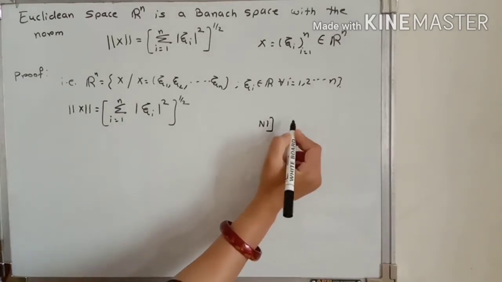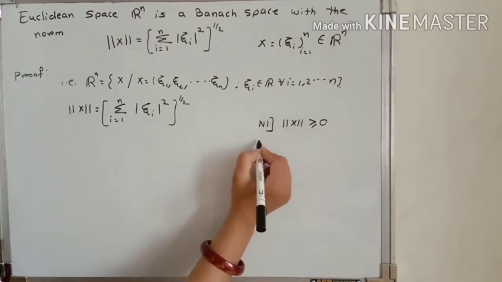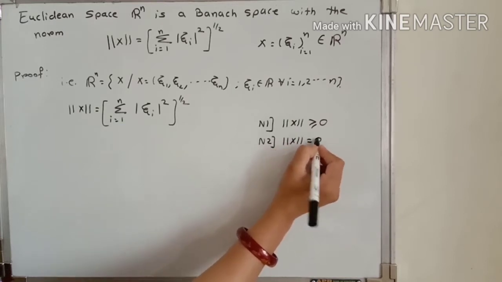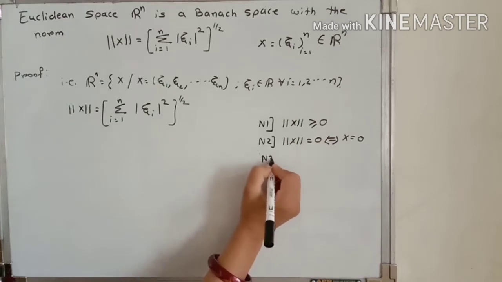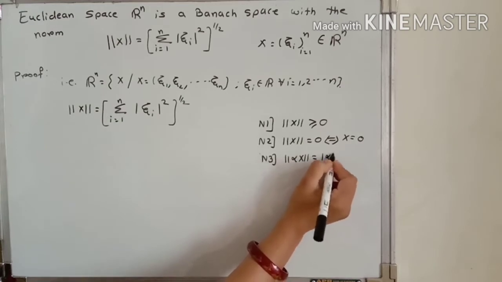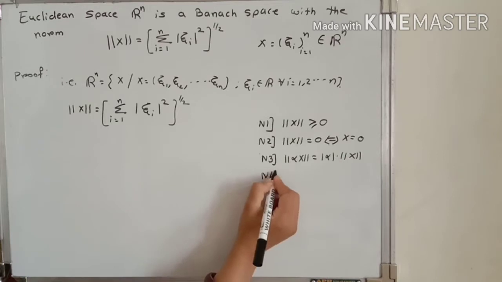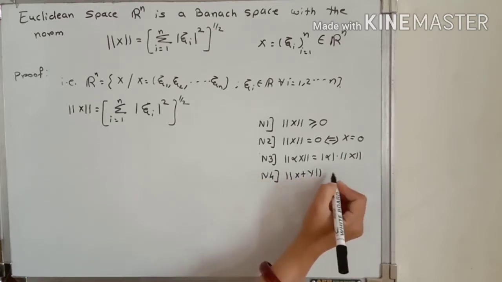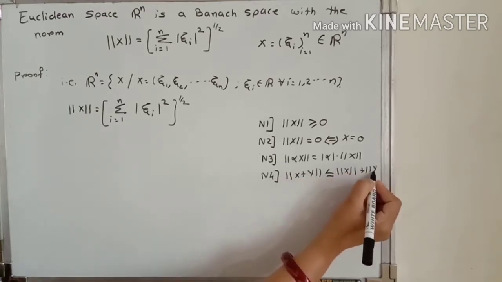First property of the norm is that norm of x is greater than or equal to 0. Second property: norm of x equals 0 if and only if x is equal to 0. Third property: norm of alpha x is equal to mod alpha into norm of x. And the fourth property, the triangle inequality: norm of x plus y is less than or equal to norm of x plus norm of y.